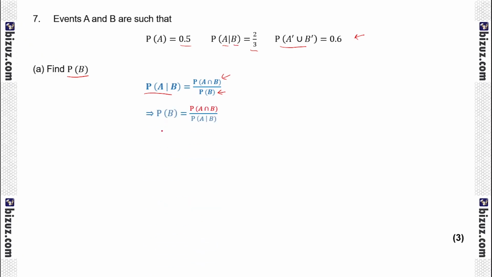So the probability of B, if we just rearrange this, is going to be the probability of A intersection B, which we still don't have. That's why that's marked in red. Divided by the probability of A given B. Okay, we have that. So at the end we can just substitute the value.